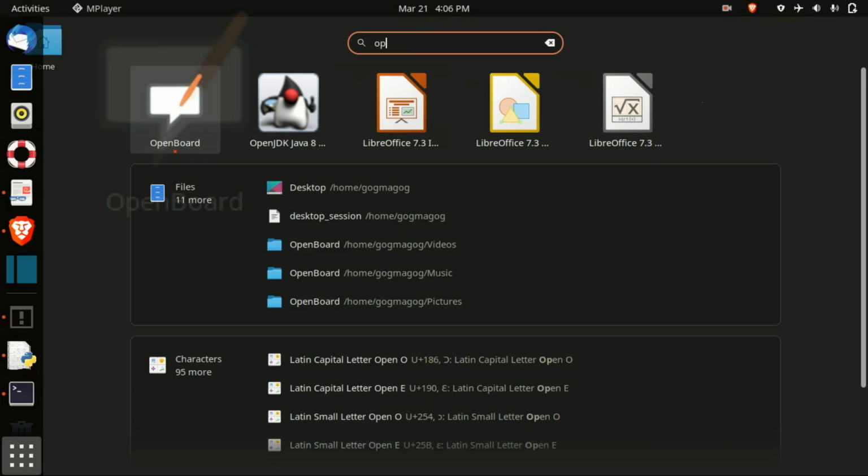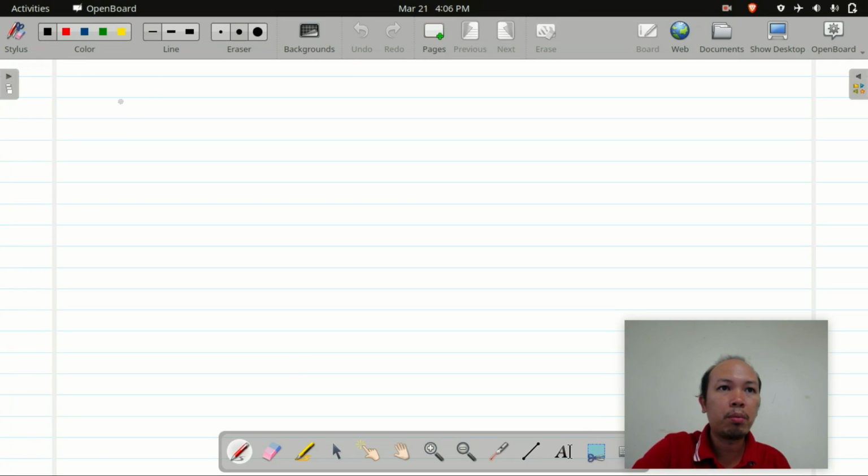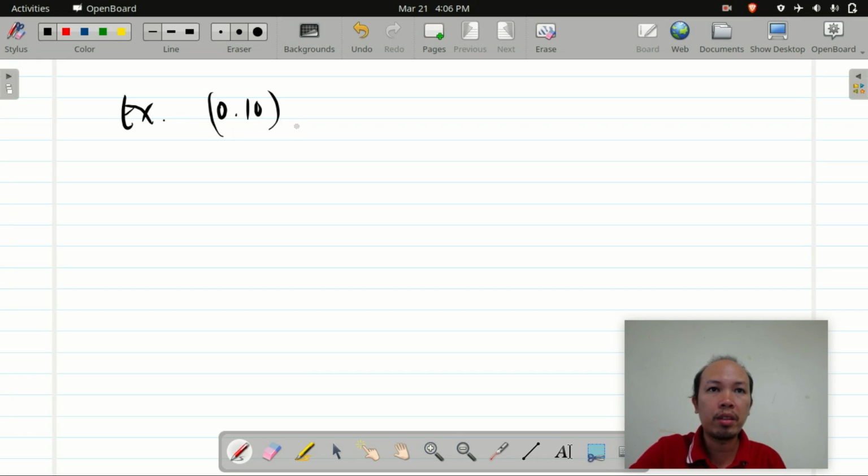For example, here, 0.10 or 1 over 10 in base 10, as you can see, it has a terminating expansion. It ends at 0.